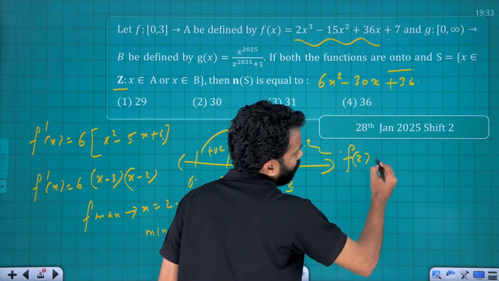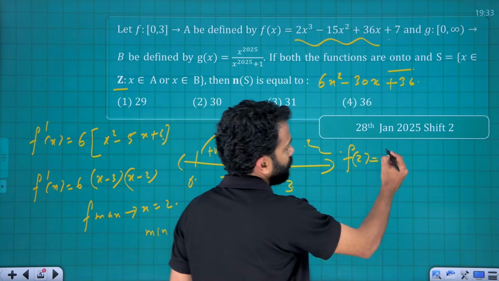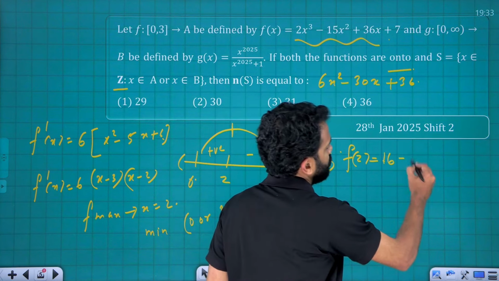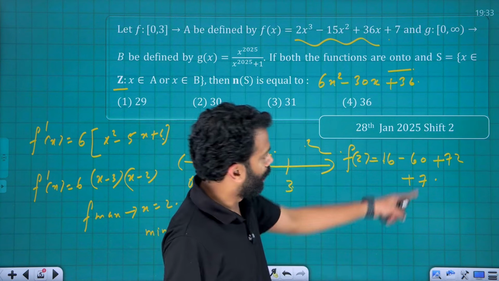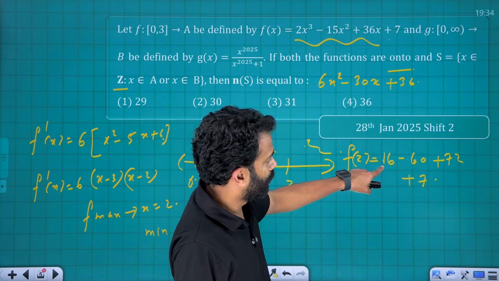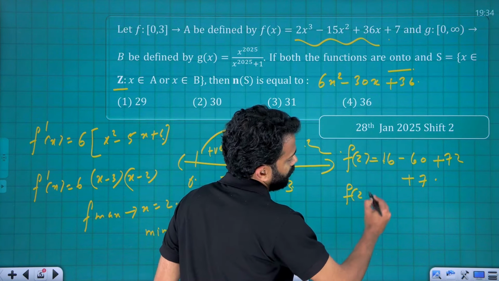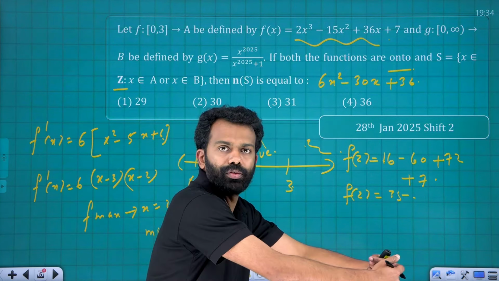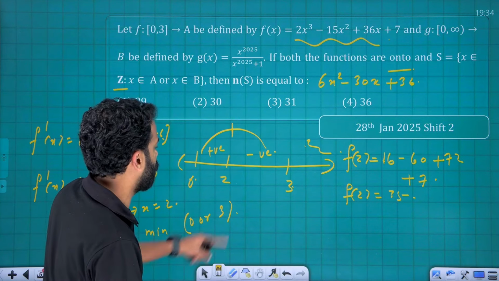What will be f of 2? f of 2 is equal to 2 into 2 cube, that is 2 raised to 4, that is 16, minus 60 plus 72 plus 7. Minus 60 plus 72 is 12, 12 plus 16 is 28, and 28 plus 7 is 35. So f of 2 is equal to 35. So 35 is the biggest value, the other end of the range. Then we need to find whether f of 0 or f of 3 gives the minimum value.